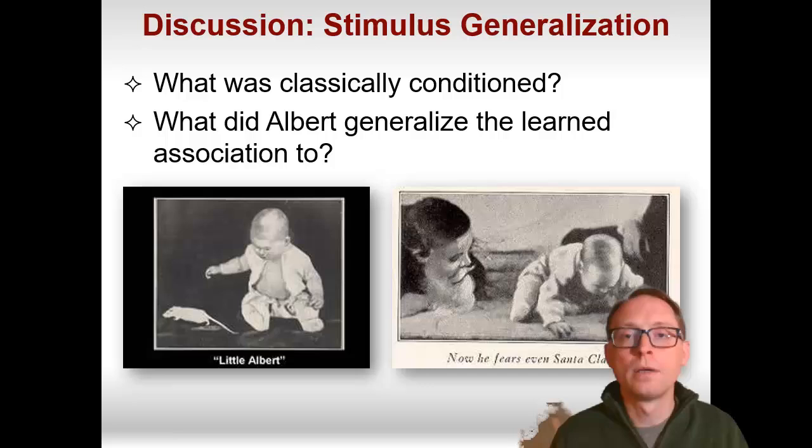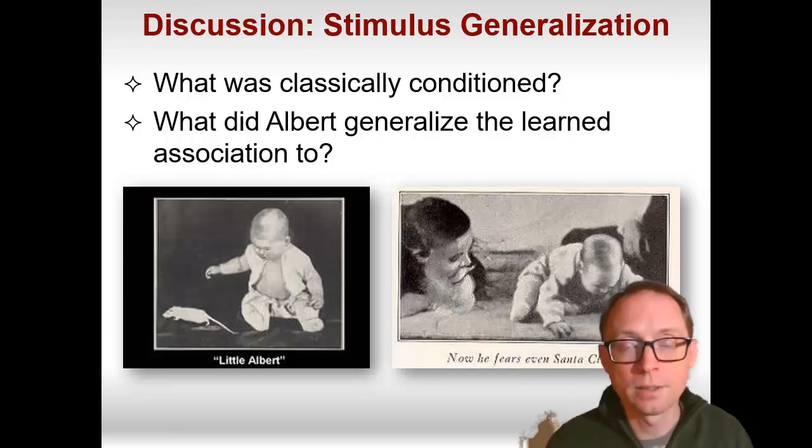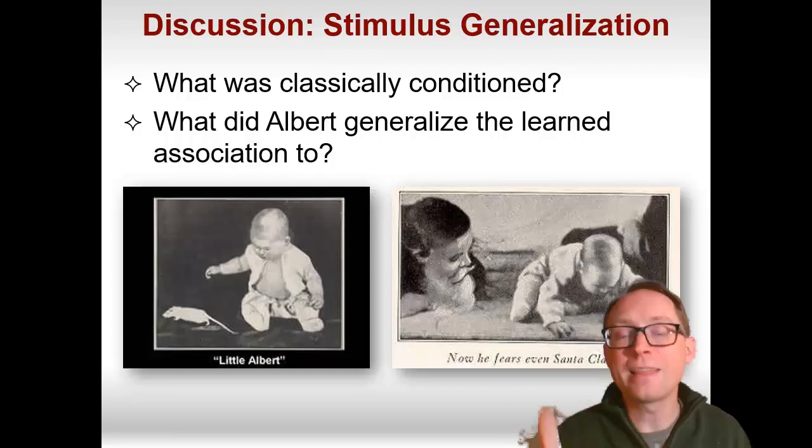But what little Albert did is he generalized from the conditioned stimulus, which is the white rat, to anything that was white and fluffy. So now he's going to get that conditioned response, which is the fear response, every time he encounters anything that is white and fluffy, because he generalized the stimulus. He generalized from the white rat to anything that is white and fluffy.